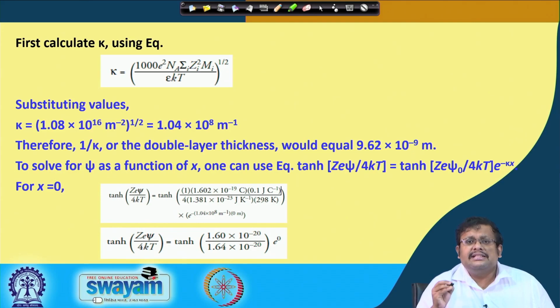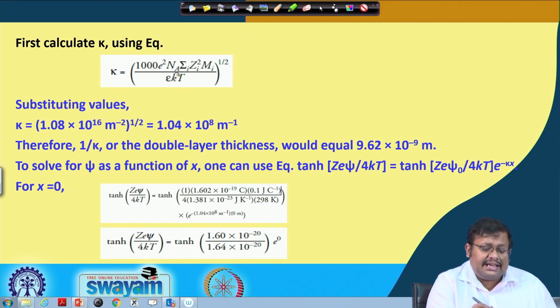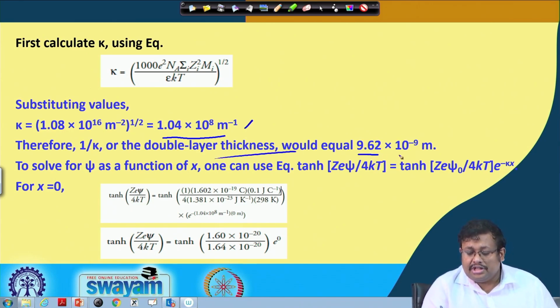to calculate the potential at several distances, first we have to calculate the thickness of the diffuse double layer, or k. So, here you can see for the k we have to use this formula. All these values are given. So, substituting all these values we can get a value of k, that is 1.04 into 10 to the power 8 per meter. So, therefore, 1 by k, the double layer thickness, would equal 9.62 into 10 to the power minus 9 meter. So, we can get this double layer thickness value.